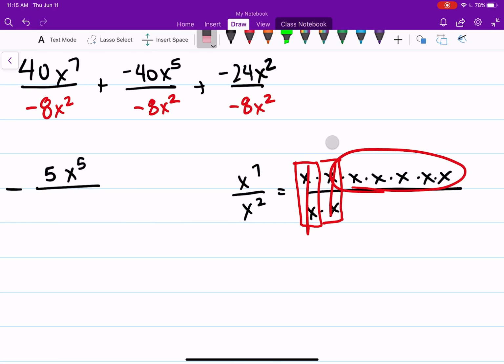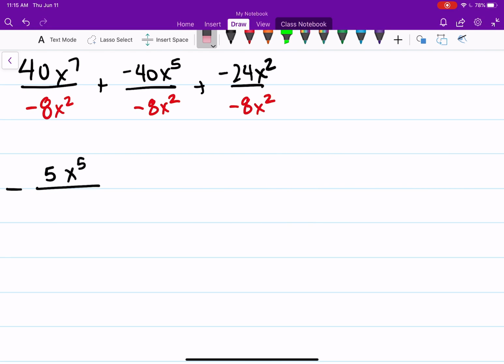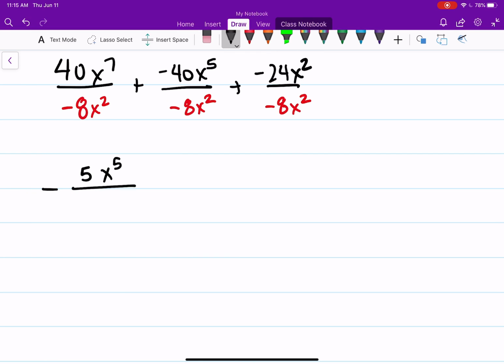So let's use the same example on the next one. I say plus. Now, negative over negative, same signs, positive. So this is going to be positive. Same thing, I have 40 and 8, so I know there's going to be a 5 left on top. I have x to the 5th over x squared, so 5 x's on top, 2 x's on the bottom. 2 of them cancel out. How many do I have left? I have 3 left on top.